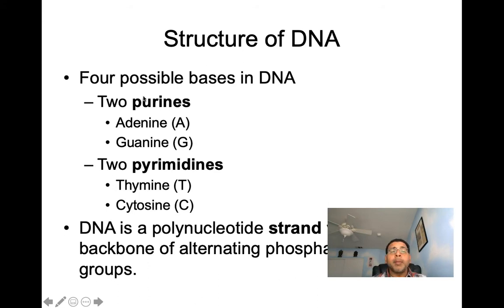One way I remembered my purines was they are pure as gold. Pure as gold. So one way to remember, and the other. Adenine and guanine, again, are our purines. Thymine and cytosine are our pyrimidines.